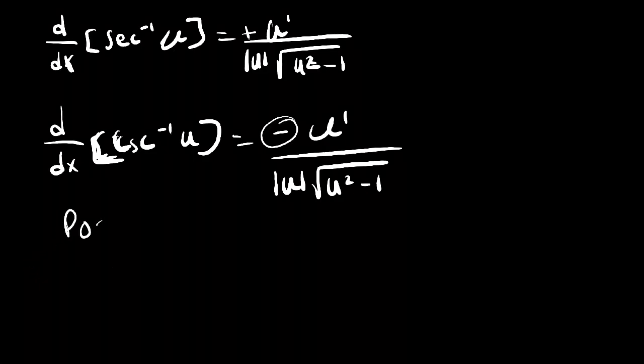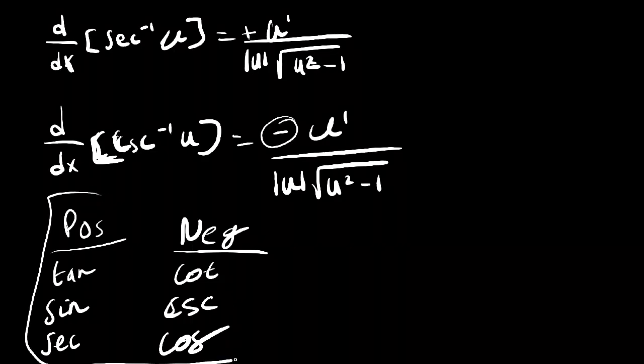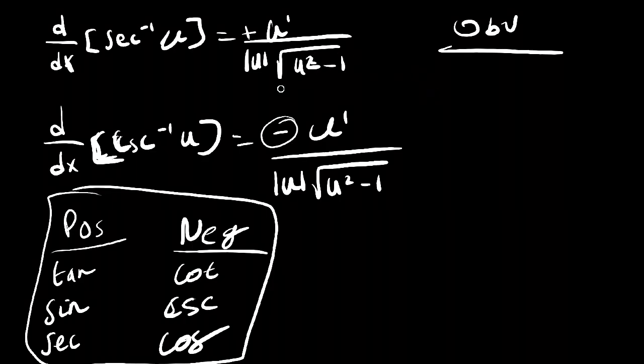So the positive ones will be tangent, sine, and secant, and the negative ones will be cotangent, not secant, cosecant, and cosine. So that's one good way to remember the signs. Other observations for this: we can observe that we have a square root in the denominator, like sine and cosine.